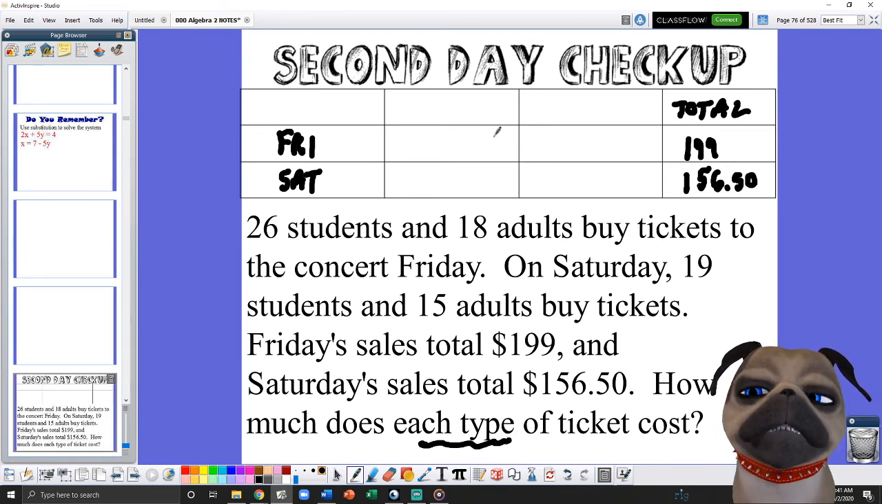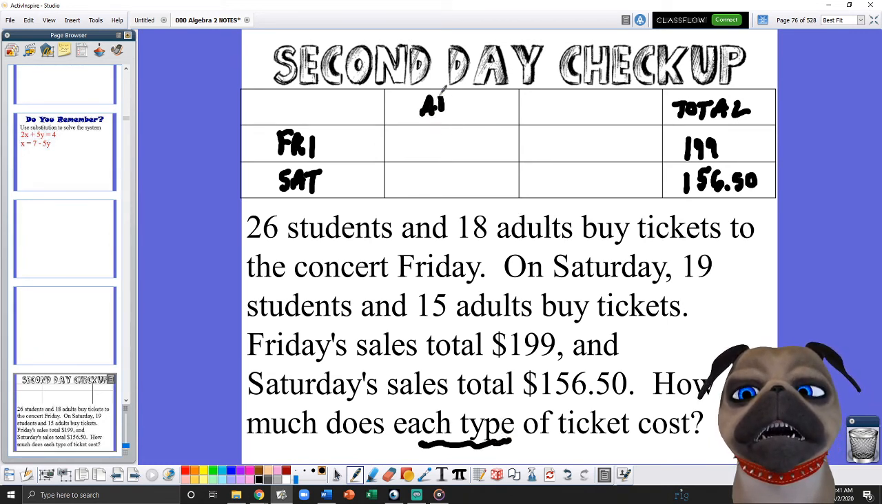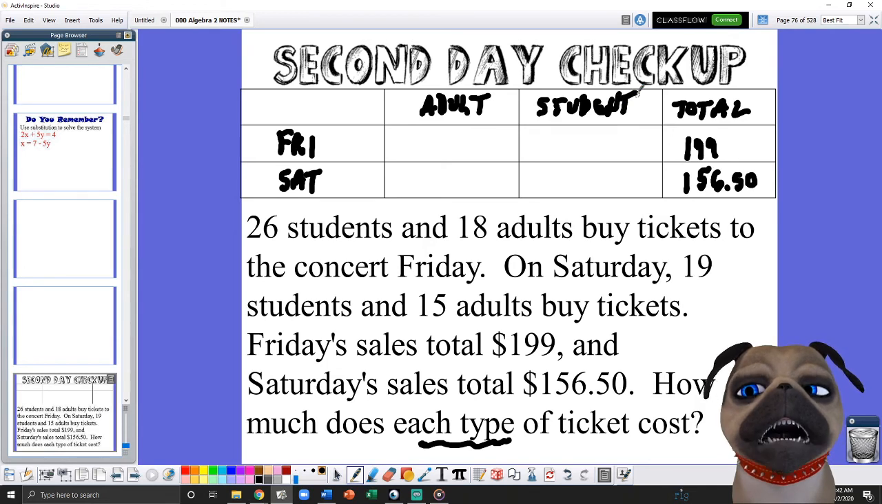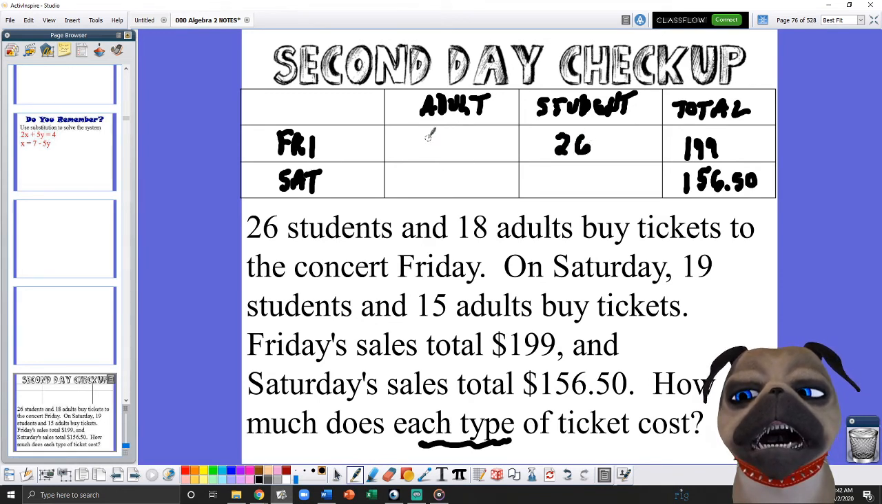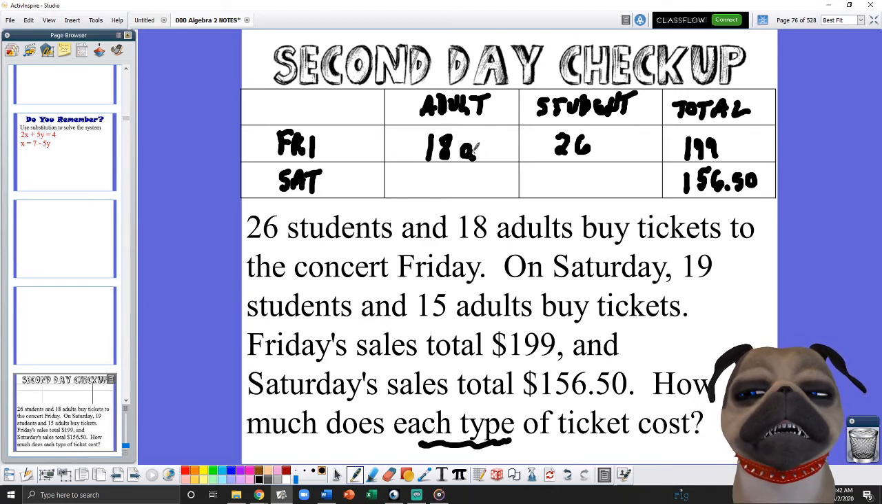What are the two types of tickets? Well, we have adult and we have student. So those are up there. Next, we just have to figure out what the amounts are. So on Friday, there were 26 students. Make sure you put this in the correct column. And 18 adults. So that would be 18 times the price of the adult ticket plus 26 times the price of the student ticket equals $199.